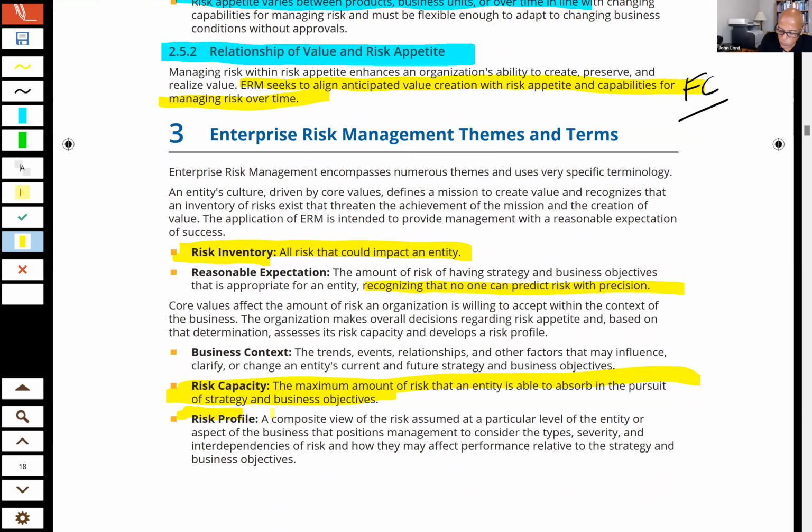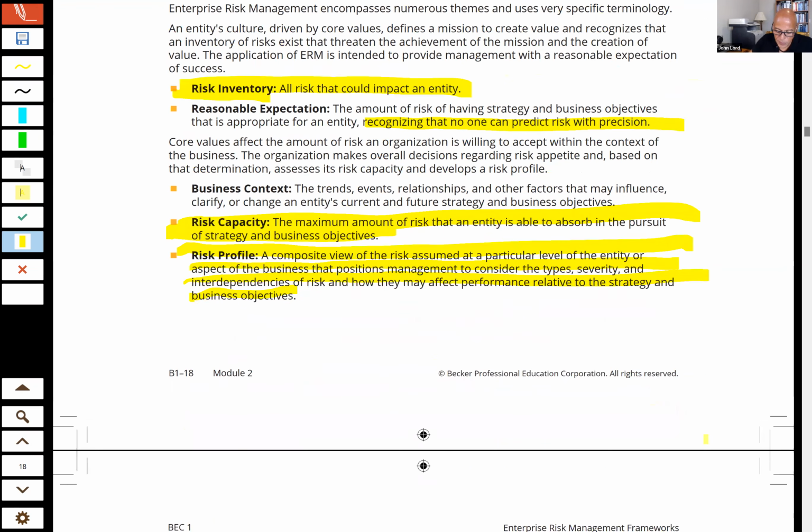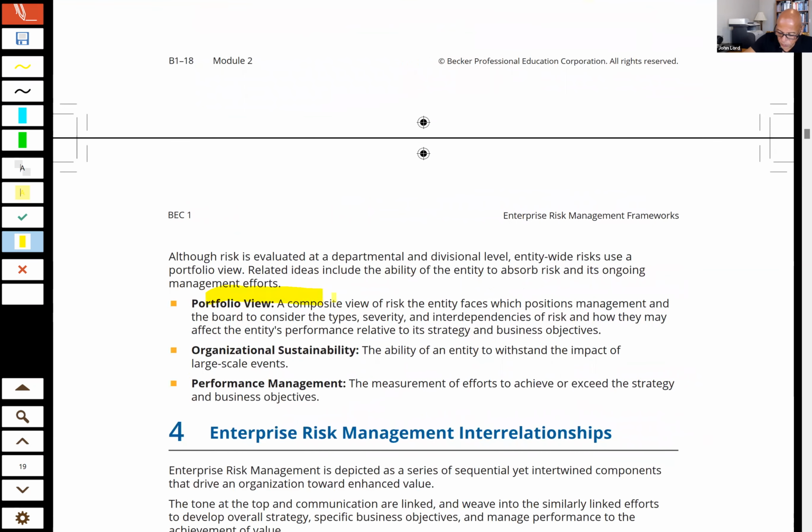And that will help us to develop a risk profile, which is a composite view of risk assumed at a particular level of an entity that positions management to consider the types, severity, and interdependencies of risk and how they may affect performance. So we're looking at these risks and we're going to see how we're going to manage the company accordingly. What we will do is take a portfolio view, a composite view of risk the entity faces, which positions management and the board of directors to consider the type, severity, and interdependence. Now we will look at organizational sustainability, the ability of the entity to withstand impacts and large scale events. If there's something that's going to happen that's going to completely crush the company, well, that might be something to avoid.